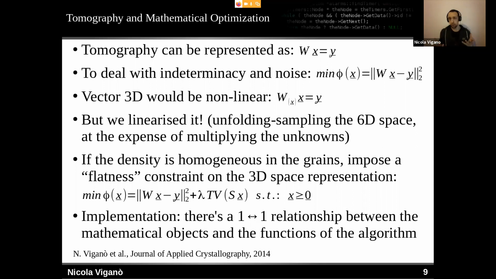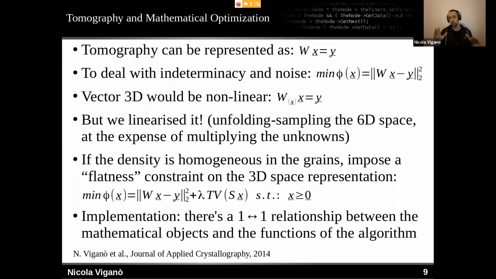So normally, to deal with indeterminacy and noise, this is cast into a minimization problem. And as I said, I want to remind here, if we wanted to go for the vector 3D field, this would be a nonlinear problem because W would depend on X. But again, we linearized it by unfolding it, and the problem is that this creates lots of unknowns. Actually, many more. We're subject to the curse of dimensionality, actually.